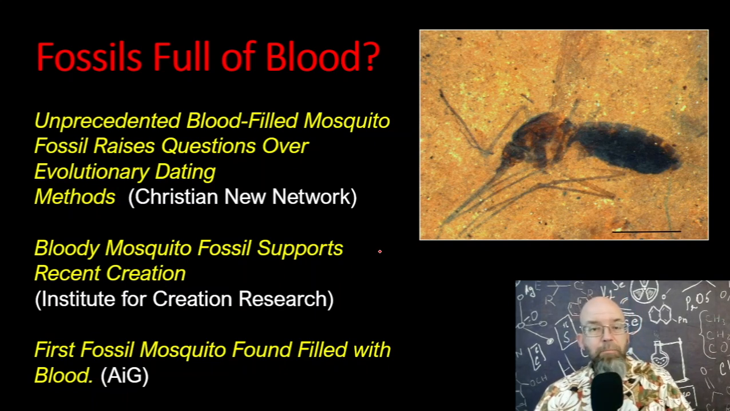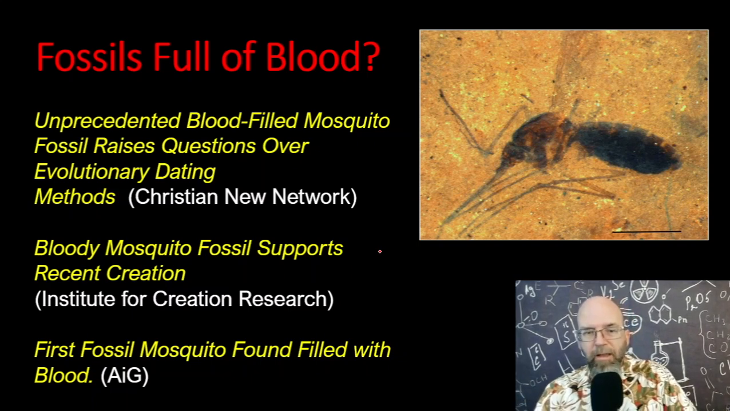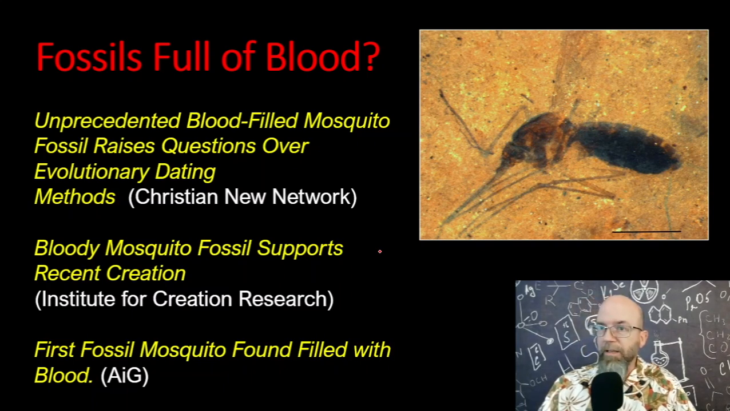Second headline here, bloody mosquito fossil supports recent creation. The same idea, right, from Institute for Creation Research, ICR. How could this do anything but support a young Earth if there's blood found in this particular fossil? Answers in Genesis: first fossil mosquito found filled with blood.